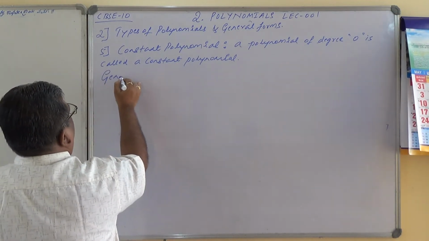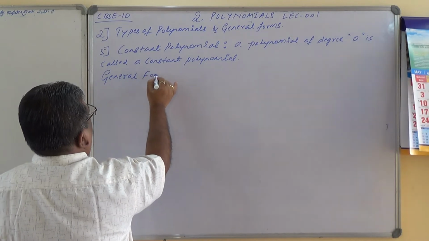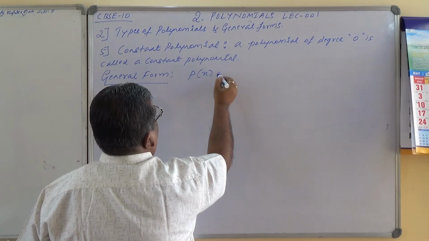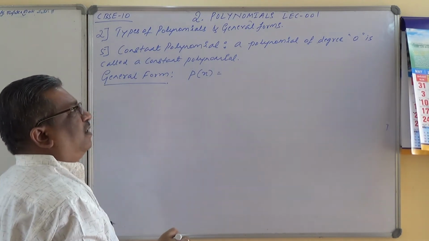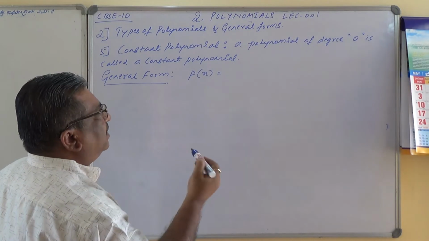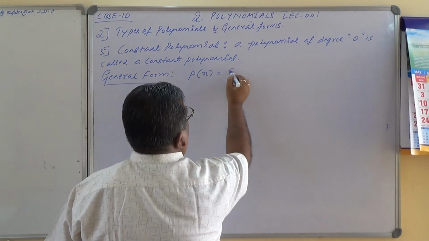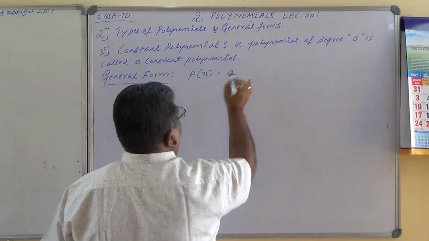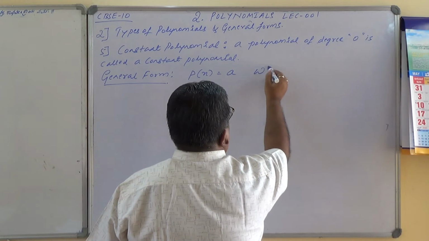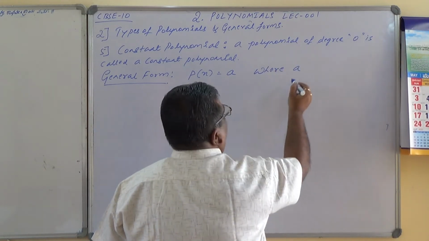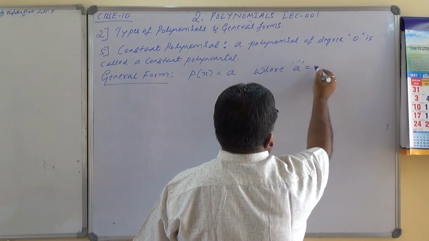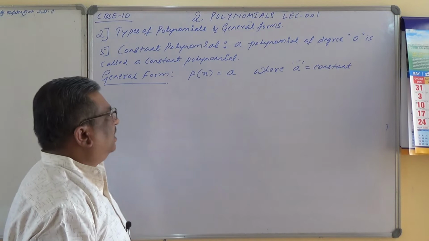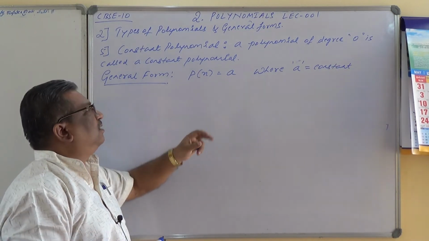General form: P of x equals, we need to have a constant over here, then only it is called a constant polynomial of degree 0. So I'll write P of x is equal to 9, or I'll say something like P of x is equal to, say for example, a, where a is a constant which belongs to any real number. Basically it can be any real number. 8.2 also it's a constant. P of x is equal to this.